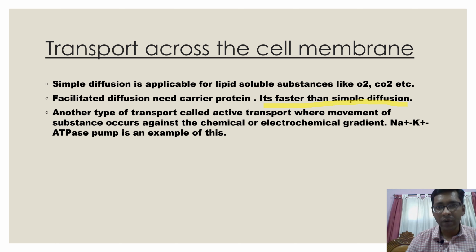Another type of transport is called active transport, where movement of substance occurs against the chemical or electrochemical gradient. So the terminology is active, meaning against the electrochemical or chemical gradient. Sodium potassium ATPase pump is an example of this. So this is a third variety of transport across the cell membrane.